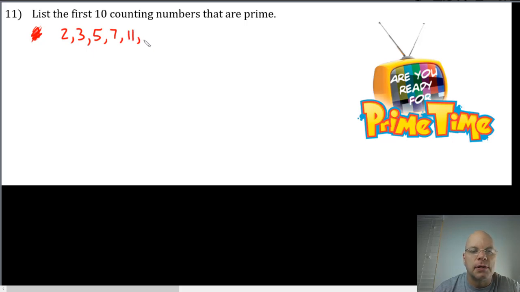11 is prime. 12 is not prime. 13 is prime. 14 is not. 15 is not. 16 is not. 17 is. 18 is composite. 19 is prime. 20 is composite. 21 is composite. 22 is composite. 23 is prime. 24 is composite. 25 is composite because it's 5 5s. 26 is composite. 27 is composite because it's 3 9s. 28 is composite, but 29 is prime. So these are the first 10: 2, 3, 5, 7, 11, 13, 17, 19, 23, 29. The first 10 counting numbers that are prime.